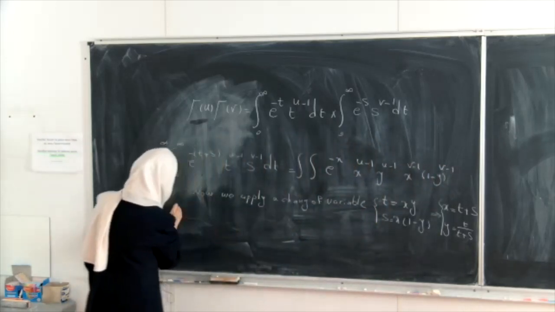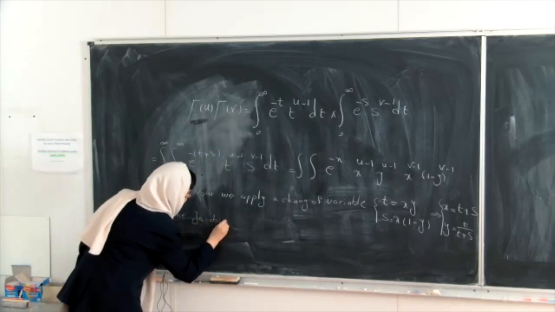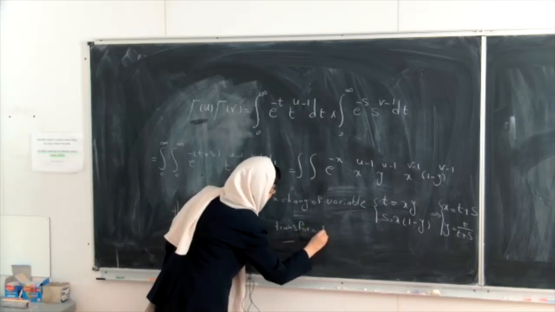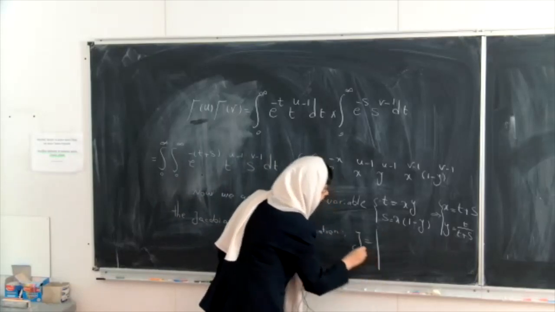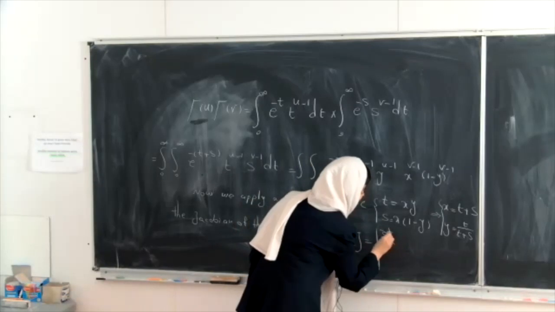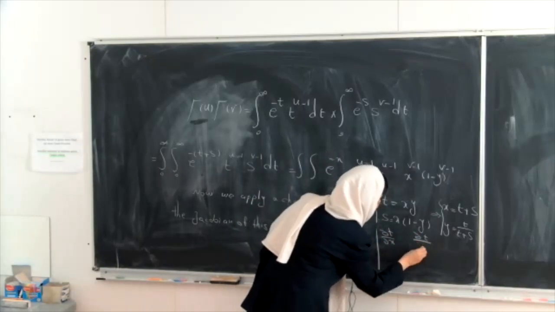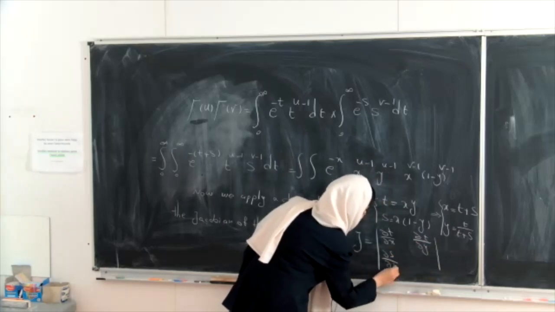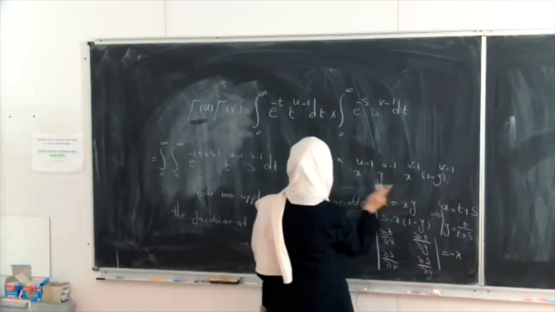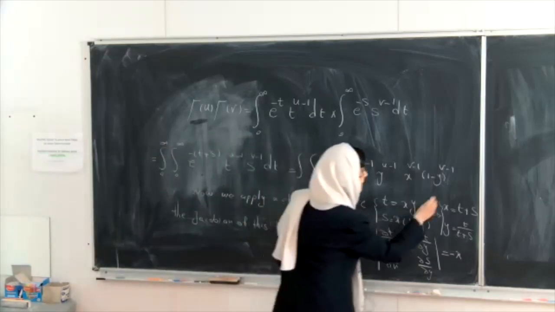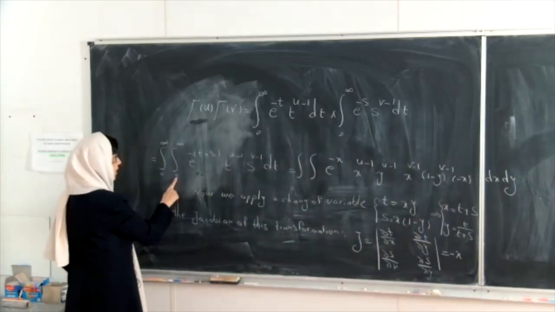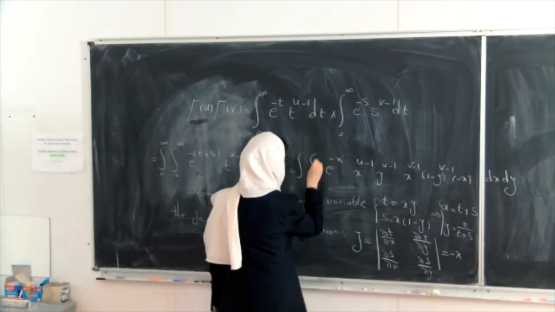Okay. The Jacobian of this transformation is the determinant of the partial derivatives of t and s with respect to x and y, and it will be minus x. For this double integral and this change of variable, we have here minus x dx dy. Here, when t goes from 0 to infinity, x goes from 0 to infinity.